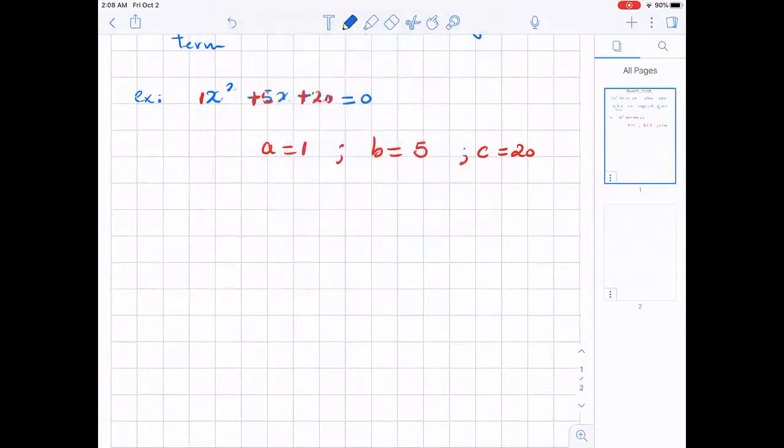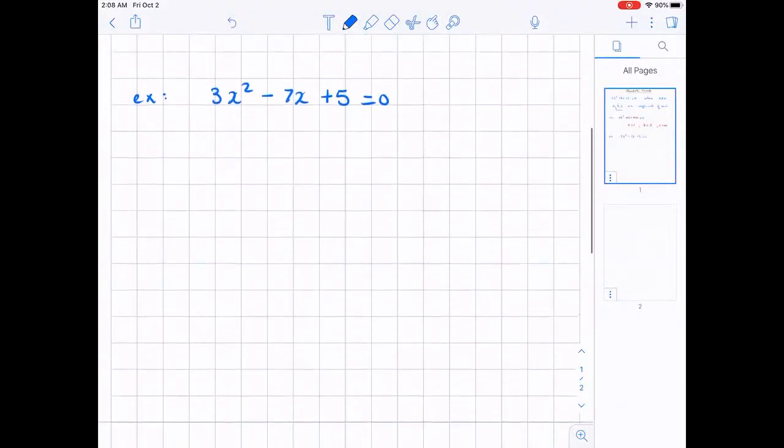Example of another quadratic, we can have 3x squared minus 7x plus 5 equals 0. In this scenario, a is equal to 3, we're getting that from here. b is equal to minus 7, we're getting that from here. And c is equal to 5, and that comes from there.